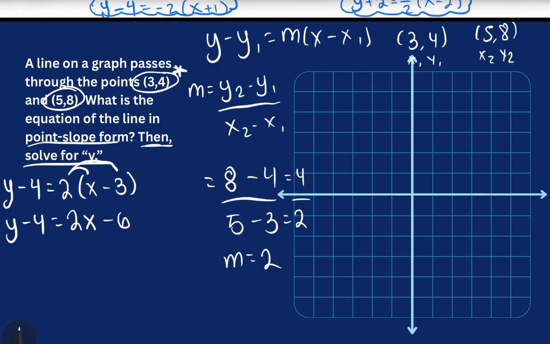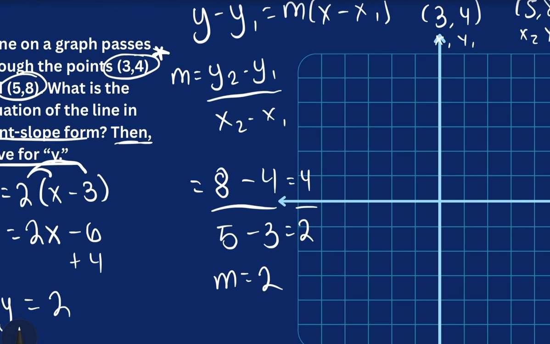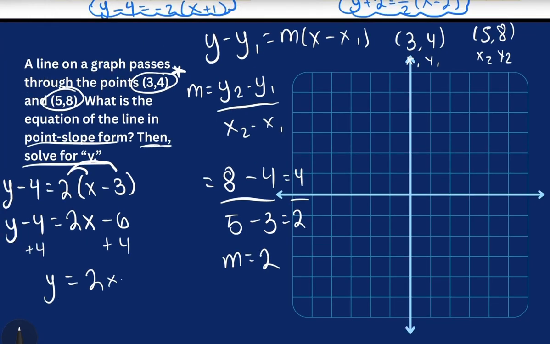And I'm going to follow the same inverse operations that I did in my previous videos, where here I want to solve for y. So I want to get rid of this negative 4. And I'm going to do that by adding 4 on both sides. And I get y equals 2x minus 2. And that's it. I solved for y. This right here is another form of a linear equation. And we're going to talk about that in the next video.